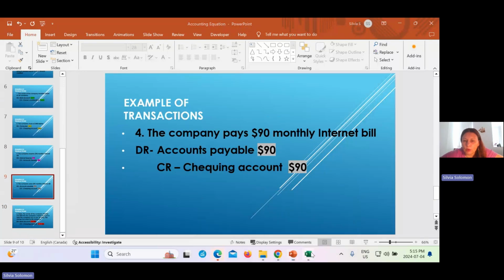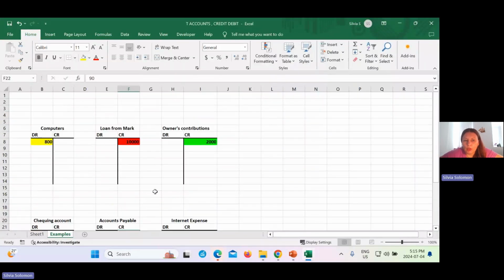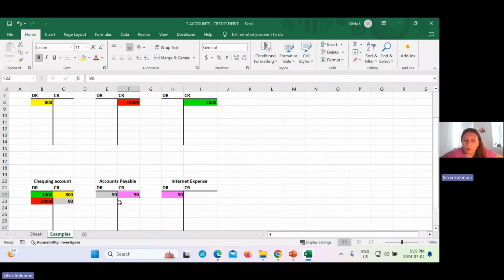Okay, so now if we go in our T accounts, we'll see that the accounts payable, we have to debit for $90. And also we are going to credit here our checking account in the bank because we pay the bill. So debit equals credit. Okay.